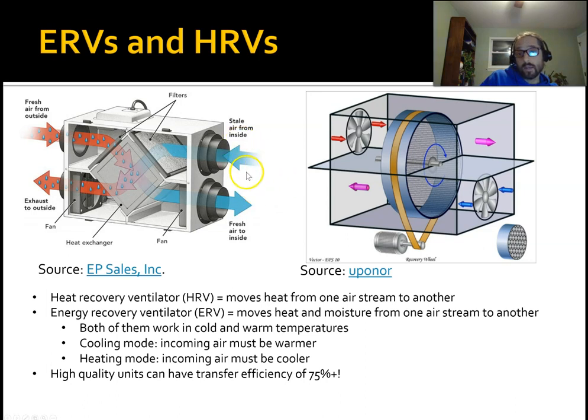So if we have hot air inside and cold air outside, we don't want to bring that cold air in and have to heat it up. So what happens is this warm air, when it crosses the stream with the cold air, because of the second law of thermodynamics, the heat will go into that cold air that's coming in, and then it preheats the air, which makes it more efficient. Okay, so these units can have transfer efficiencies of up to 75%, so they can be really good in terms of saving energy.